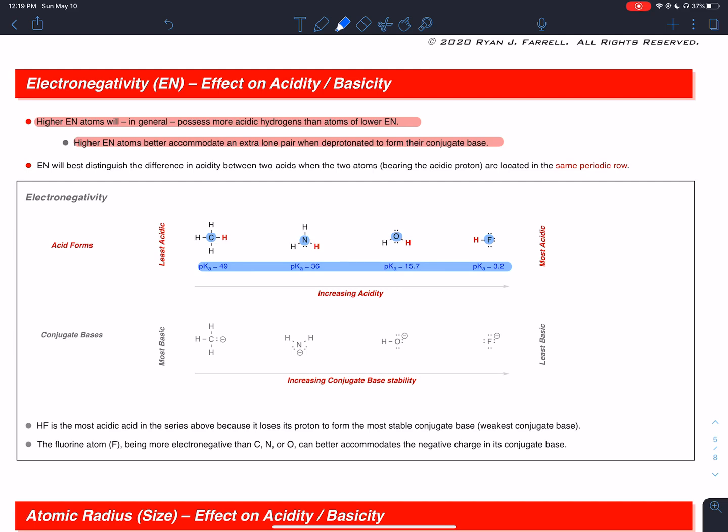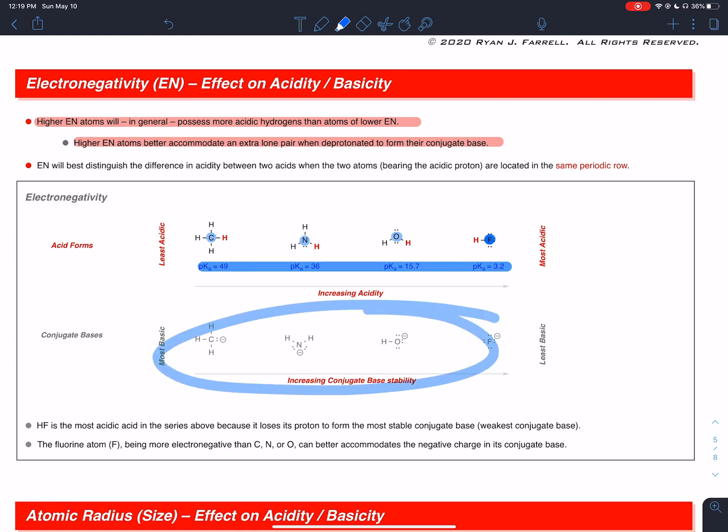Now we see increasing acidity going from left to right because we have increasing electronegativity of the atom that is directly bonded to the acidic proton. Again, a great way to compare relative acidity is to look at conjugate base stability. So here are the conjugate bases.